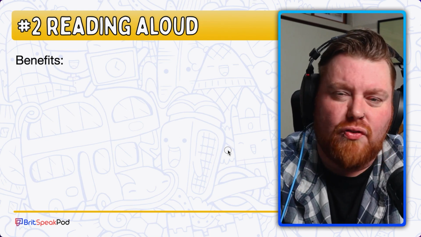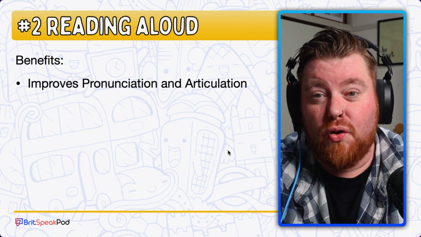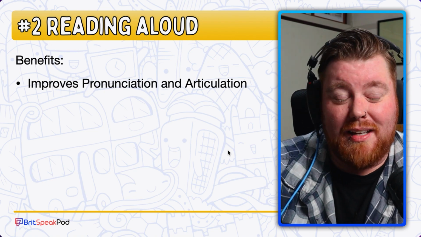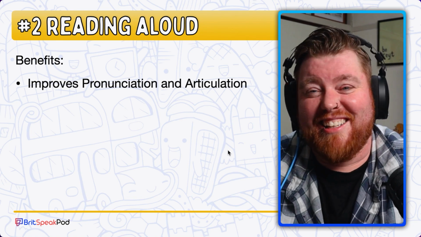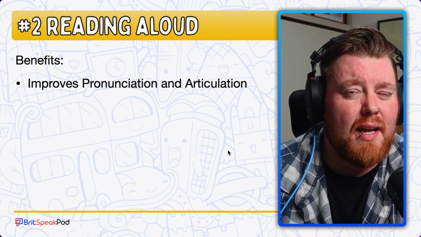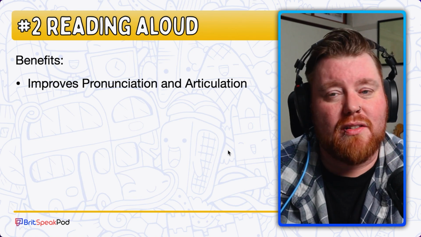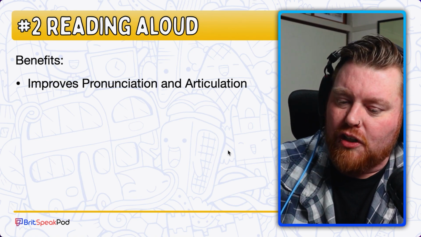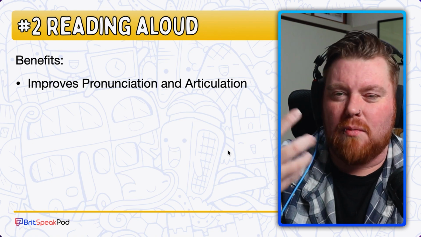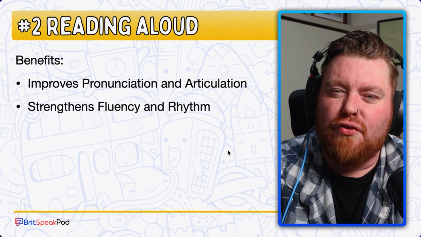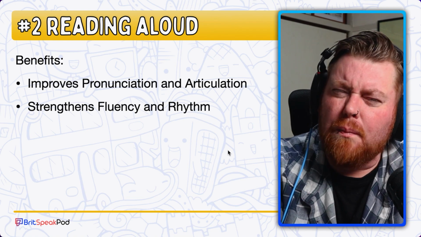Now, the benefits of reading aloud are it's going to improve your pronunciation and articulation, because when you read a word, the spelling is not going to tell you how to pronounce that word. For some reason, English spelling and English pronunciation are not really connected very much. So you're going to end up realizing that you don't know how to pronounce a lot of words, so you're going to look it up and you're going to get better at articulating and making specific sounds. It's also going to strengthen your fluency skills and help you build rhythm.